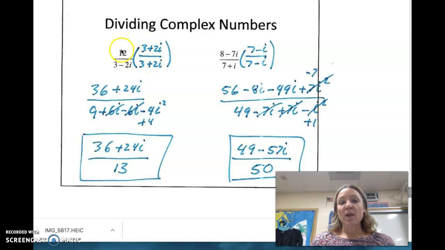So in the numerator, all we have to do is distribute. 12 times 3 is 36. 12 times 2i is 24i.